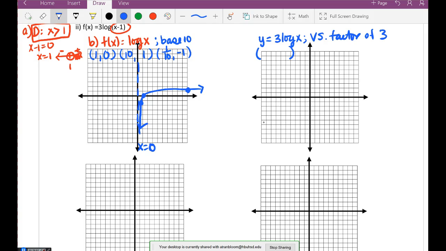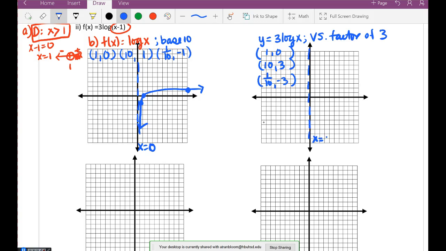Remember, vertical stretch means you're multiplying the y value by 3, right, Kaylee? Yes. What's the y value for the first one? It'll be 1, 0. Perfect. It's still 1, 0. Okay. Danny, second point, please. 10, 3. Perfect. Shay, third point, please. 1/10, and then a negative 3. Perfect. Okay. All right. Asymptote, same, right?